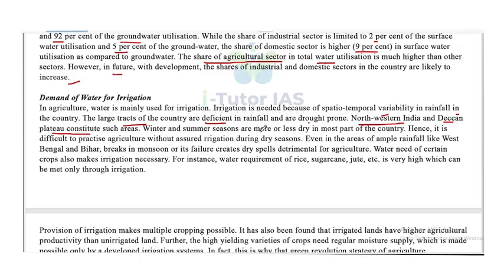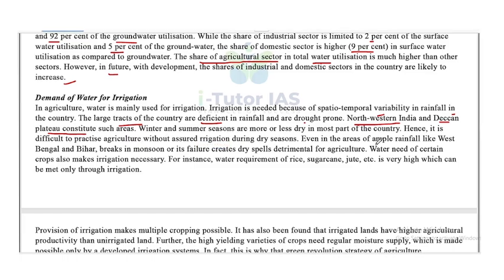Winter and summer seasons are more or less dry in most part of the country. Hence, it is difficult to practice agriculture without assuring irrigation during dry seasons. So we should focus on the irrigation project also.